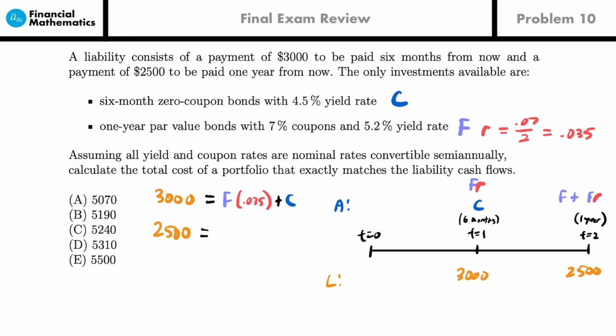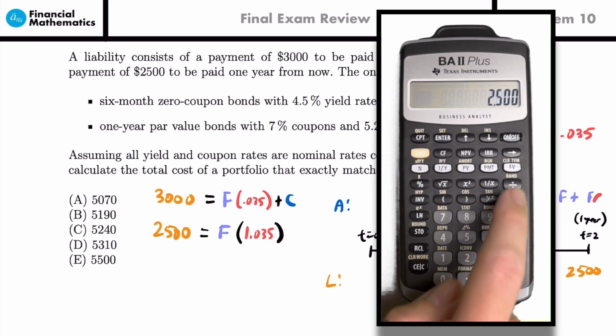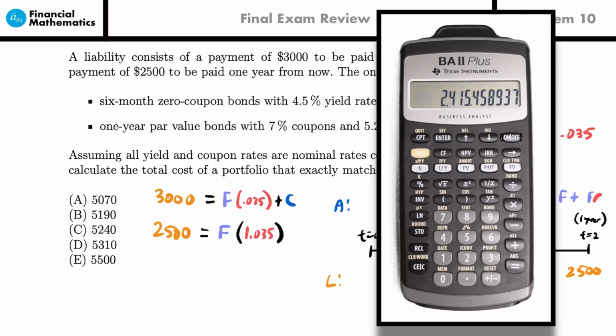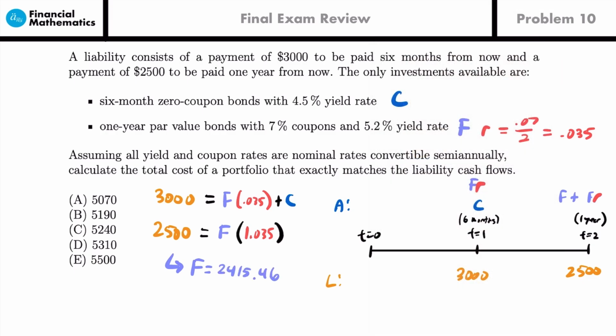If you pull F out of those two terms, you'll have F multiplied by 1 plus the coupon rate, which will be 1.035. Okay, so now we can solve for F here. If you divide both sides of this equation by 1.035, we have 2,500 divided by 1.035. That will give us $2,415 and about 46 cents. So that's our value of F. We get that from this equation. F is equal to 2,415.46.